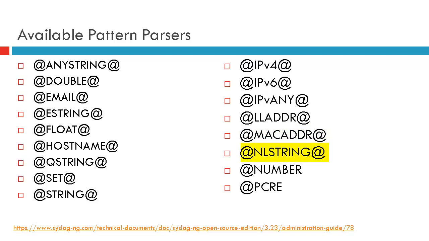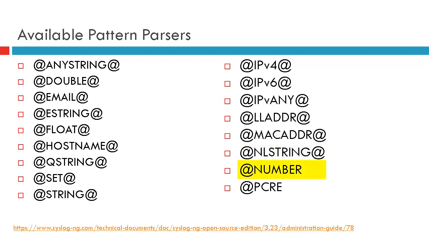The other parser we have is the NL string parser. This parser parses everything until the next new line character. If you want to be more precise, it will match anything until the next Unix style LF or the Windows style CRLF character. So for single line messages, the NL string is equivalent to the any string parser. For multi-line messages, NL string parses to the end of the current line, while the any string parses to the end of the message. So the NL string is really useful when parsing multi-line messages, for example, the Windows logs, which have a lot of new line characters.